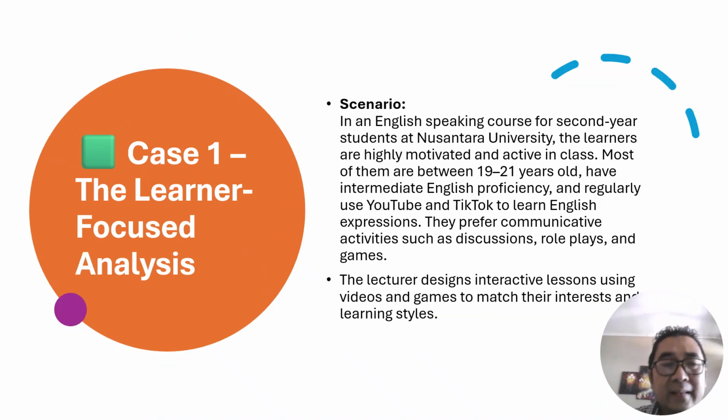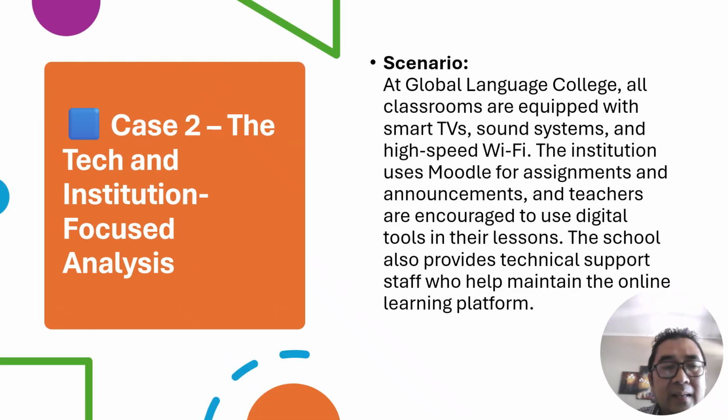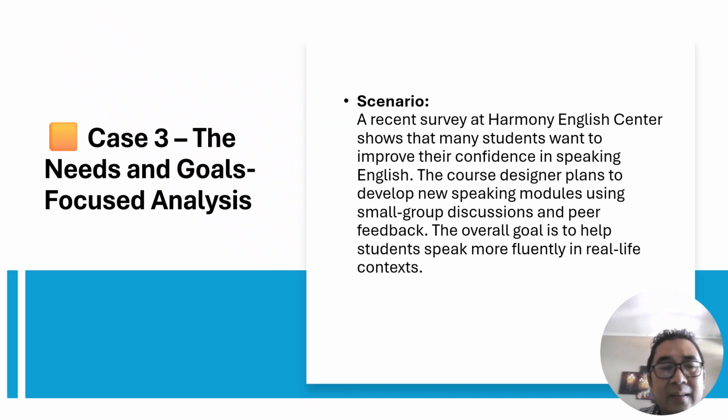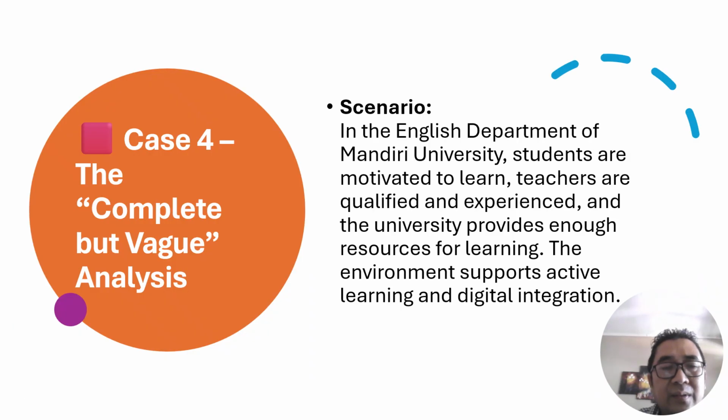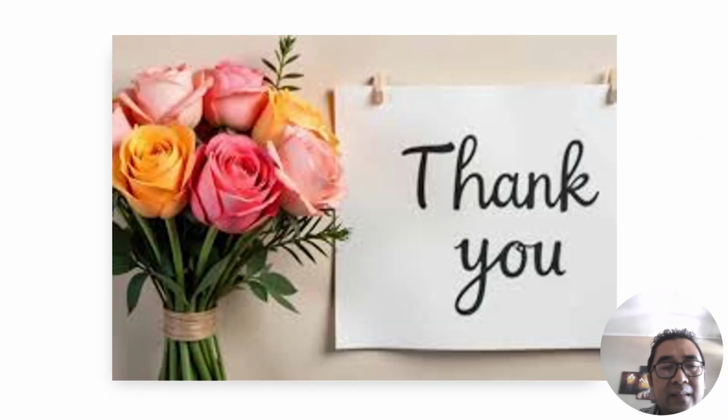Okay, and you are going to see the cases here, right? You can read by yourself. Case one, the learner-focused analysis. Case two, the tech and institution-focused analysis. And case three, the needs and goals-focused analysis. Case four, the complete but vague analysis. That's all, ladies and gentlemen.